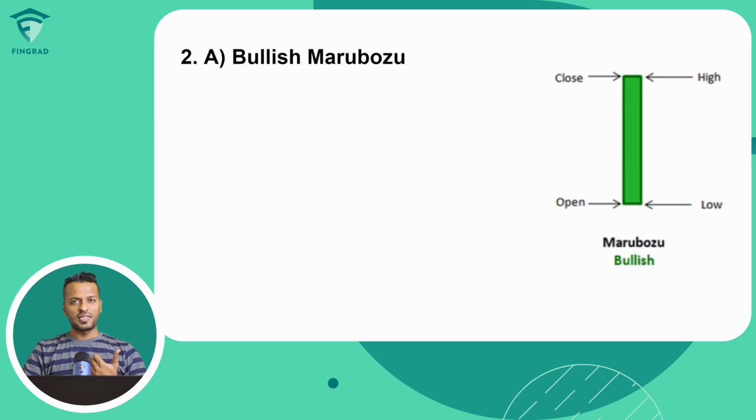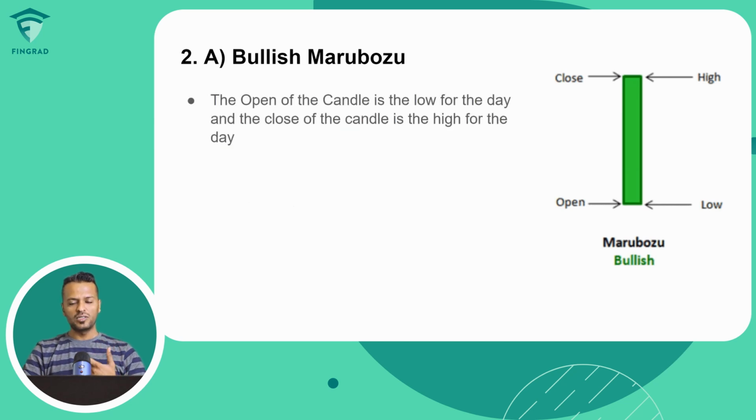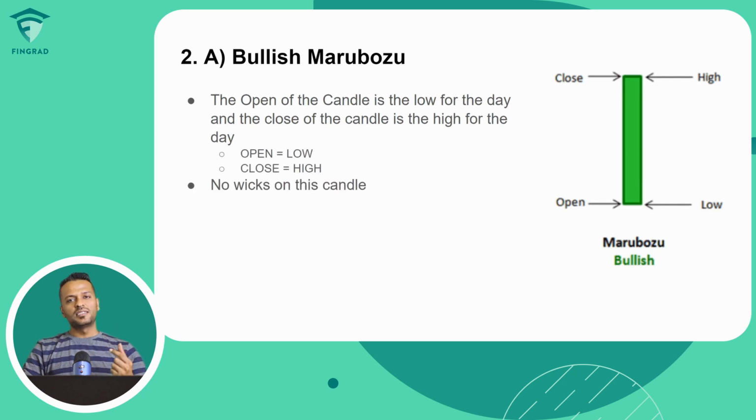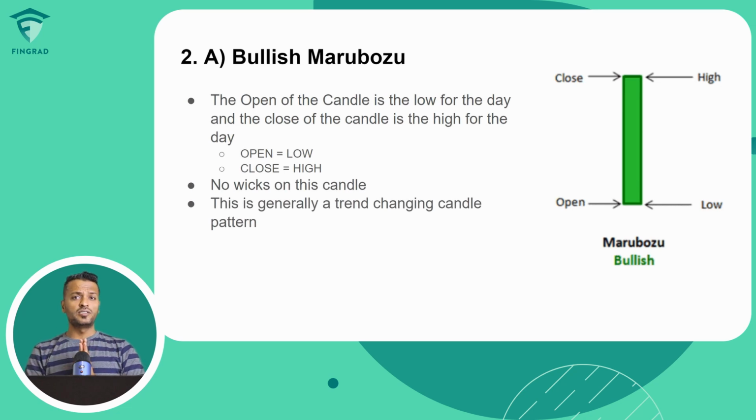Now, what exactly is a bullish Marubozu candlestick pattern? In case of this candlestick pattern, it is bullish by nature. The open of the candle is the low for the day and the close of the candle is the high for the day. In theory, there are no wicks in this candle, although a small amount of wicks are allowed to be formed. This is generally a very good trend changing indicator.